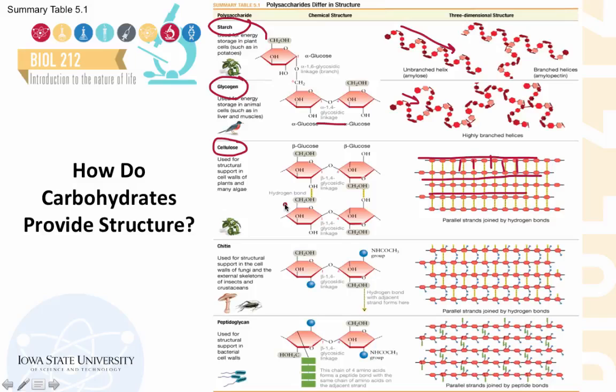This polymer consists mainly of beta-1,4 glycosidic linkages that form between the monomeric units. Structural polysaccharides like cellulose, chitin, and peptidoglycan form long strands with bonds between adjacent strands that may be organized into layered sheets or fibers to give cells and organisms strength and elasticity.